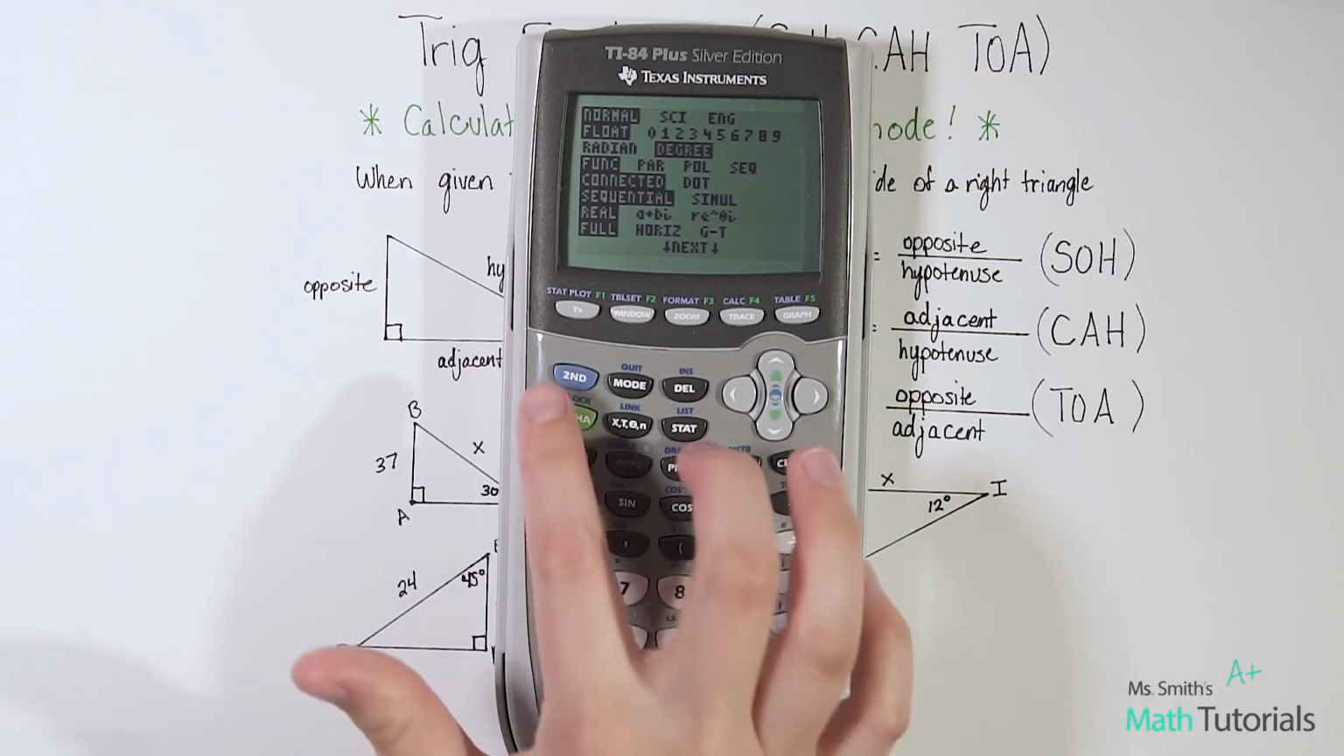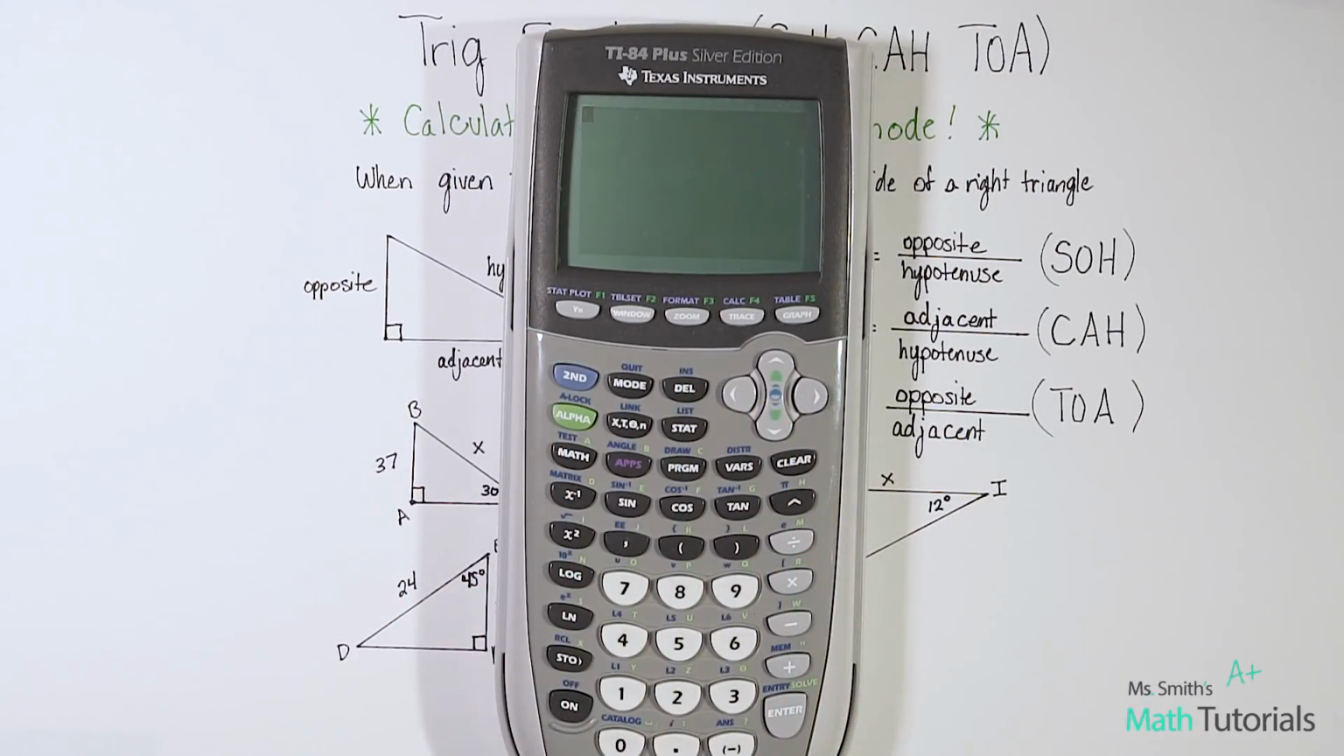Now from here, you can hit second mode to quit and go back to your home screen. And so now your calculator is in degree mode. If I were to clear my calculator for any reason, it would go back to radian and I would need to manually go back in and change it in mode again. So that's probably the number one place where people go wrong on this section: they forget that.